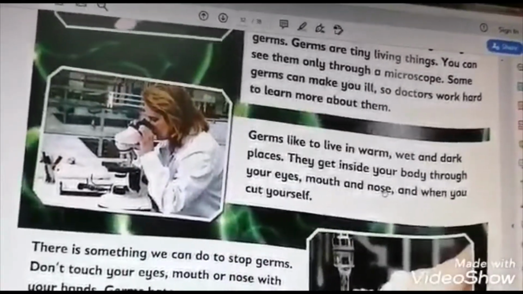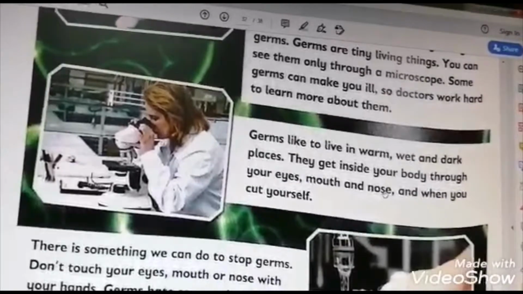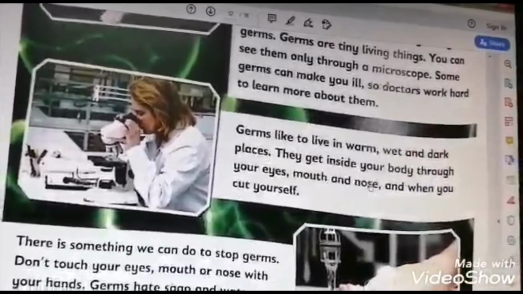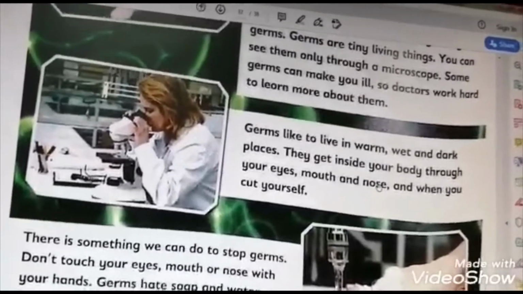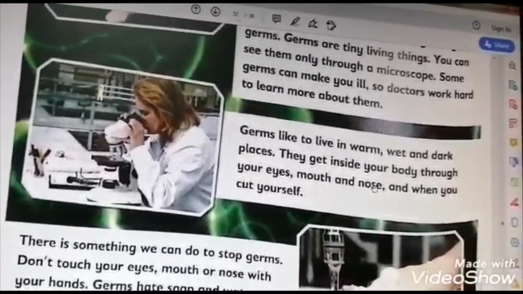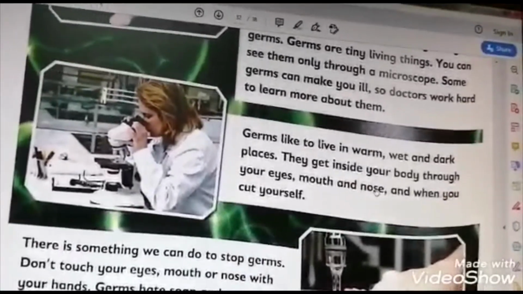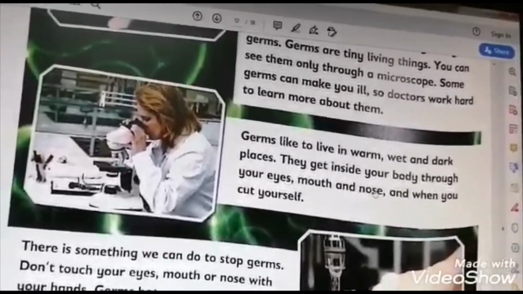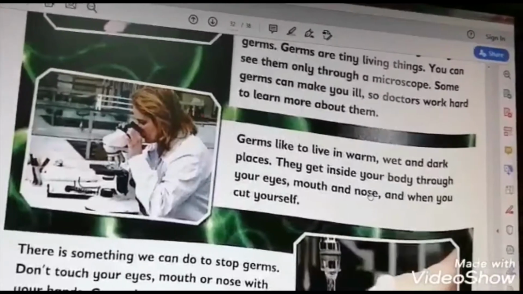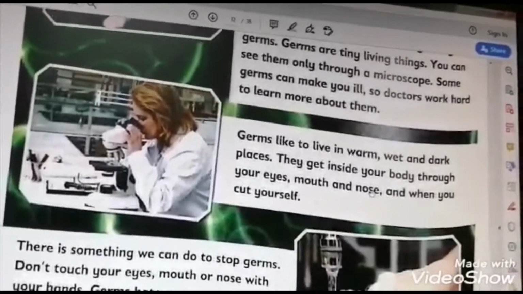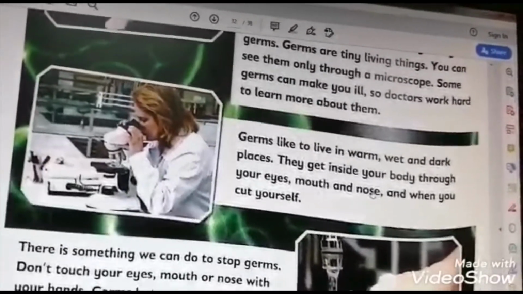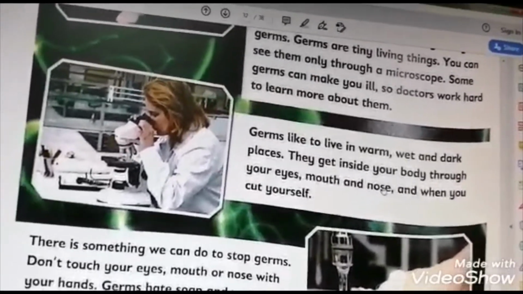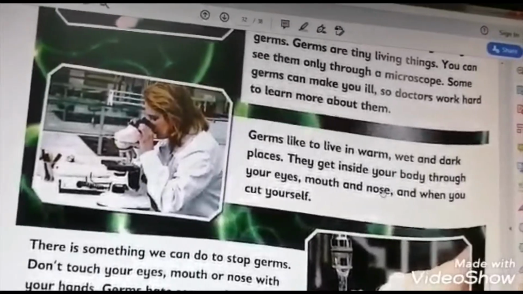What can you do to stop them? So this is really important. This is our daily regime, what we are doing these days. Yes, we are using soap and hand sanitizer to keep these germs away. So use soap and water and always wash your hands before you eat. Don't touch your eyes, mouth or nose with your hands. So this is really important, how we can keep away from germs.